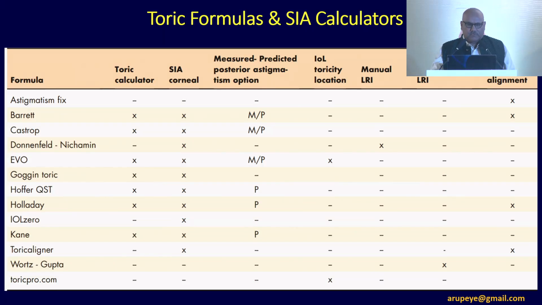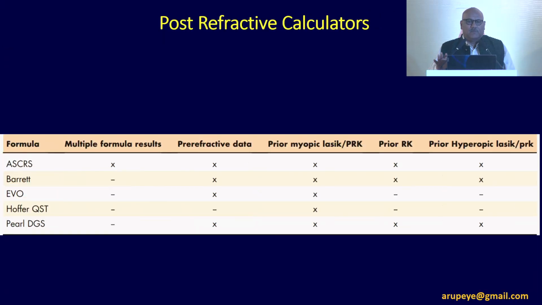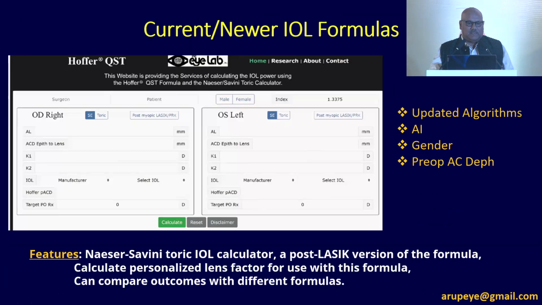Toric formulas and IOL calculators. For post-refractive calculators, I think the ASCRS calculator is the most complete. Barrett and Pearl DGS also. So this takes care of all your post-refractive surgery requirements, including post-RK eyes.